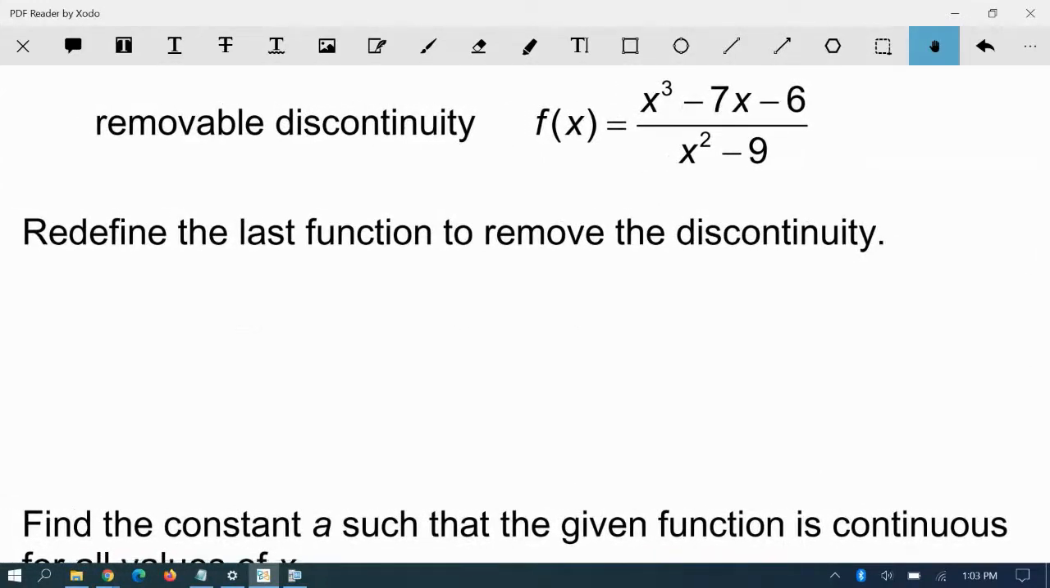Okay, so I've got a quick example here just as a little bit of review. It says redefine this last function to remove the discontinuity. And we had this function, x cubed minus 7x minus 6 over x squared minus 9. This is one of those prerequisite skills that I don't think we spend a lot of time on in that Are You Ready for Calculus packet. So I want you to go ahead and work through that problem. Pause the video, work through that, and then when you've got an answer, unpause the video and we'll talk about it.